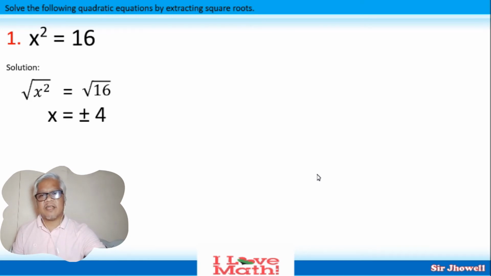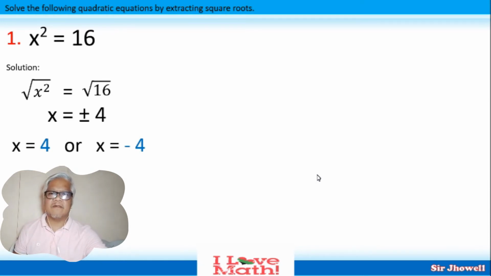Kaya, ang sagot natin sa ating problem number 1 ay plus minus 4. Anong ibig sabihin nun? X equals 4 or x equals negative 4. Para nang sa ganon, yung ating statement or equation number 1 ay tama. Kung i-check nyo, 4 squared, 16. Negative 4 squared, 16 pa rin. That's why, in this problem, the values are 4 and negative 4.